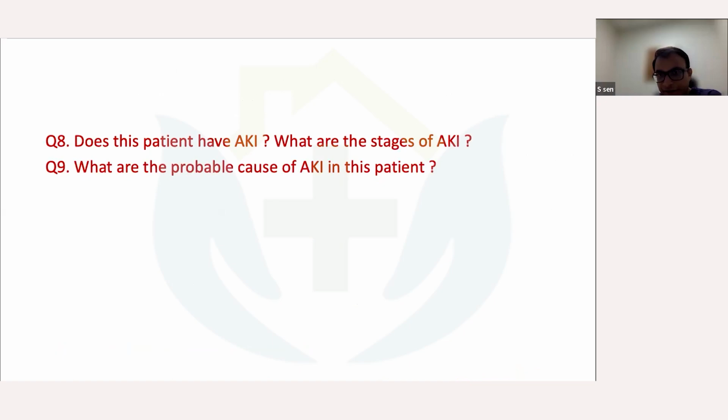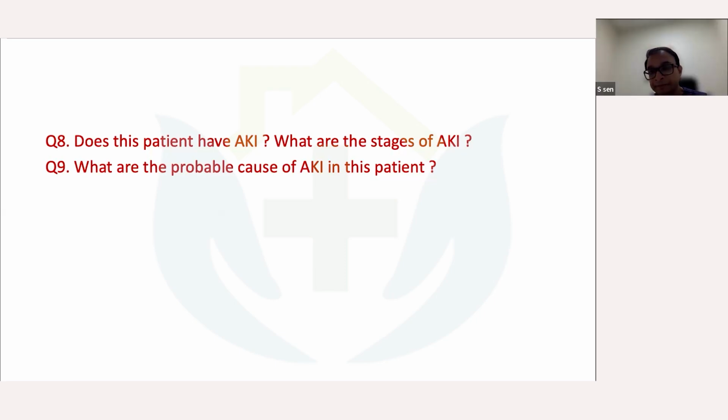Question number 8. Does this patient have AKI and what stage of AKI is she in? For sure, this patient has an AKI. What stage? Sorry, I forget the first and second creatinine numbers, and I still need to know the urine output of this patient. What are the stages of AKI? According to KDIGO guidelines, stage 1, stage 2, stage 3. So most likely this patient will be in stage 2.